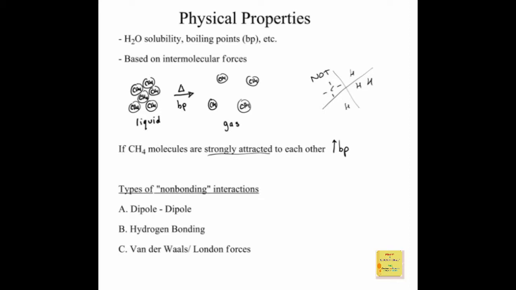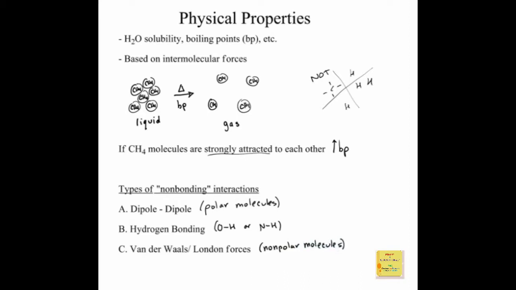So what are the types of interactions? We call these non-bonding interactions between molecules. There are three that we'll be discussing. One is called dipole-dipole, and this is the kind of interaction that we get when we have polar molecules. Another type of non-bonding interaction that's actually quite strong is called hydrogen bonding. That's when we have either an OH or an NH as part of our molecular structure. And the last one is called van der Waals forces or London forces, and this is what we look for especially when we're dealing with non-polar molecules.